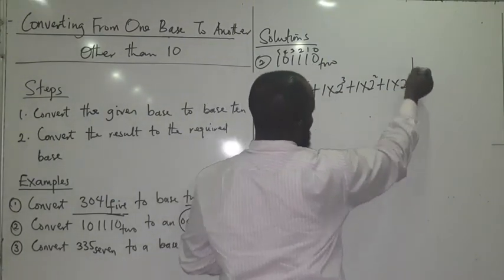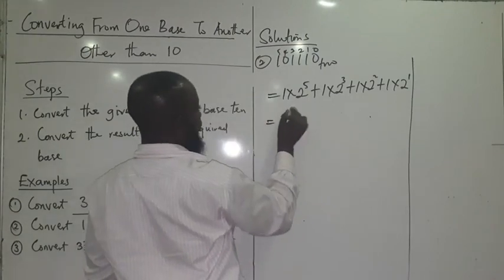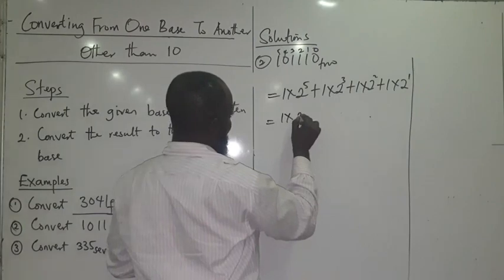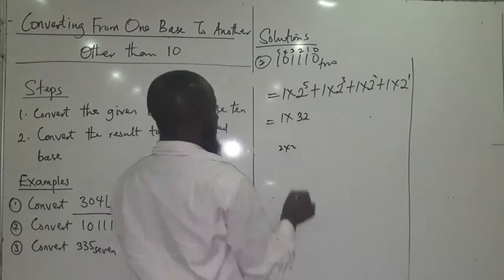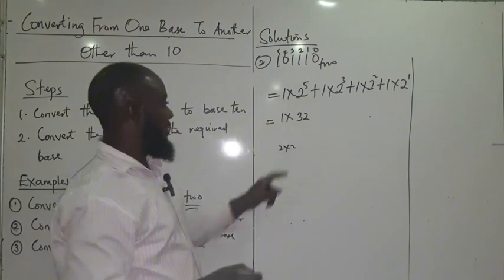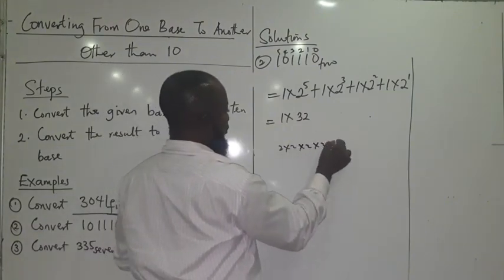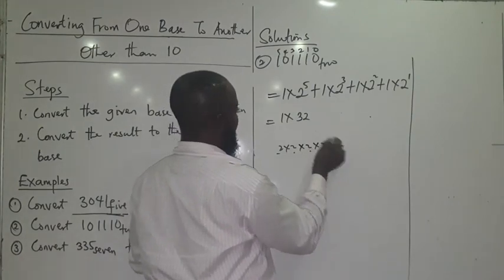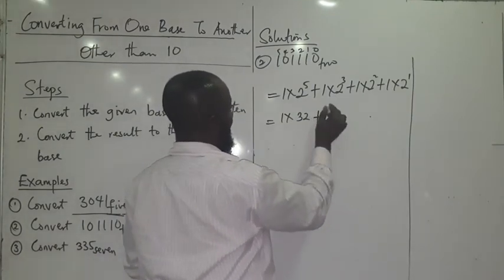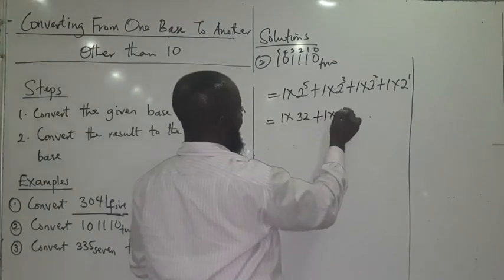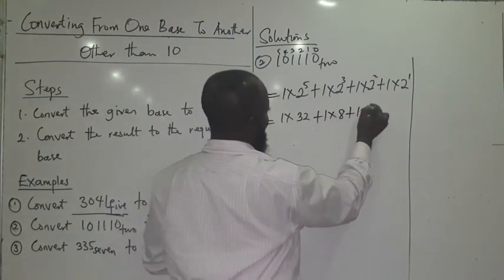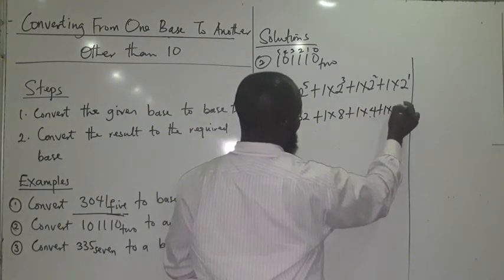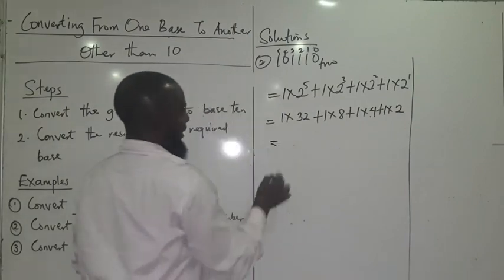So let me divide this into 2. I'm going to have 1 times 2 raised to 5, which will give us 32. Don't say 10 here. It's 2 raised to 5, which means 2 times 2 times 2 times 2 times 2: 4, 4 times 2 is 8, 8 times 2 is 16, 16 times 2 is 32. Is that clear? Plus 1 times 2 raised to 3 is 8. Plus 1 times 2 raised to 2 is 4. Plus 1 times 2 raised to 1 is 2.